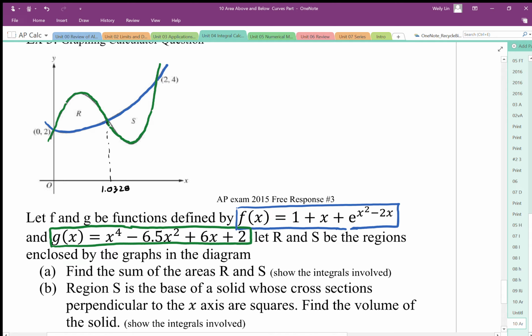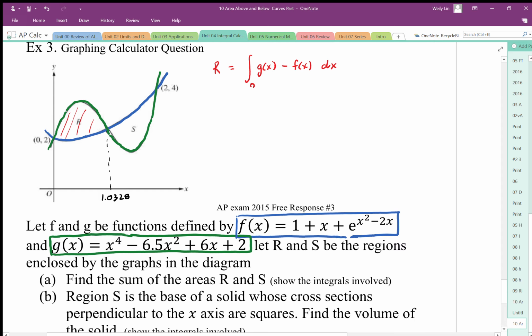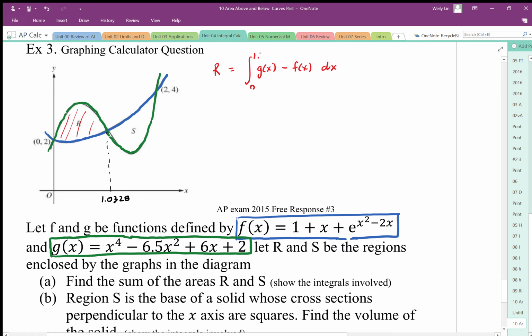So that allows us then to establish the bounds of our integration. So if I want to find area R, which I'll just shade in red here, area R is going to be the integral of the upper function, in this case the g function, minus the lower function, which will be the f function. And then we give it some width, and we're going to integrate from 0 to, and I'm just going to round this to 1.03.